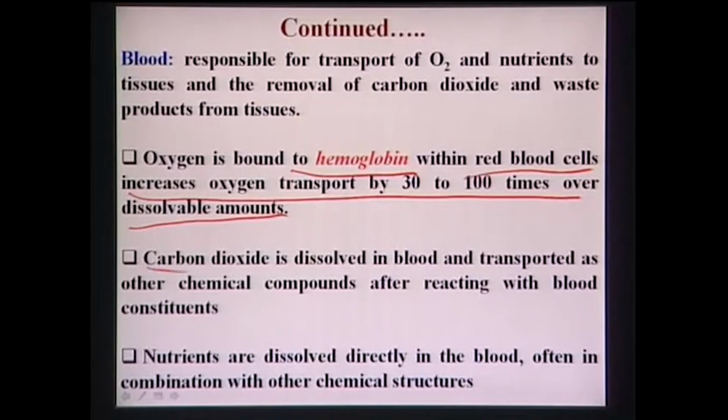So all this oxygen also directly binds to the hemoglobin, and that is the way oxygen is transported. Similarly, carbon dioxide is also dissolved in the blood. Blood means the blood plasma, and it is then transported as other chemical compounds after reacting with blood constituents. And nutrients are dissolved directly in the blood and often in combination with other chemical structures.